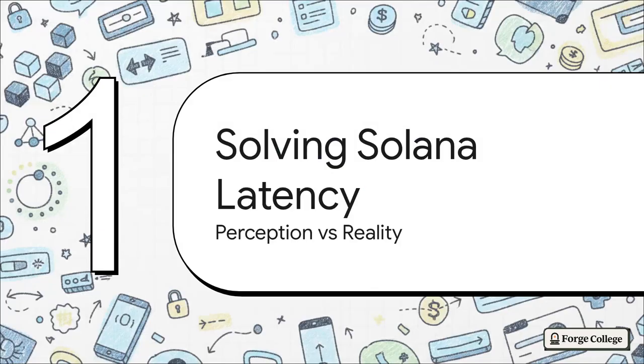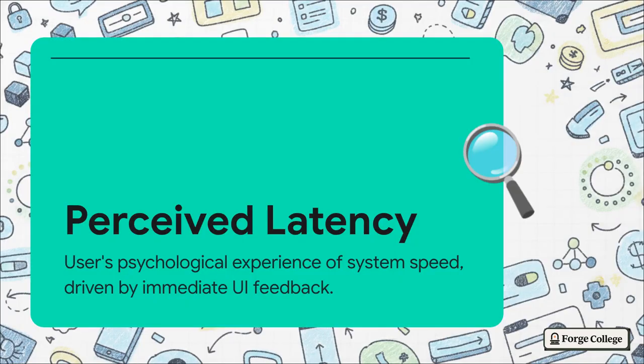Section 3. Solving for Solana latency. Here's the thing. We have to design for what's called perceived latency. This is the user's psychological experience of system speed. It's heavily influenced by immediate UI feedback, totally regardless of how fast the actual network is running. Since we obviously can't physically speed up a blockchain's block time from our front-end code, we have to engineer the perception of speed. If the UI reacts instantly, the user feels like the entire system is lightning fast.